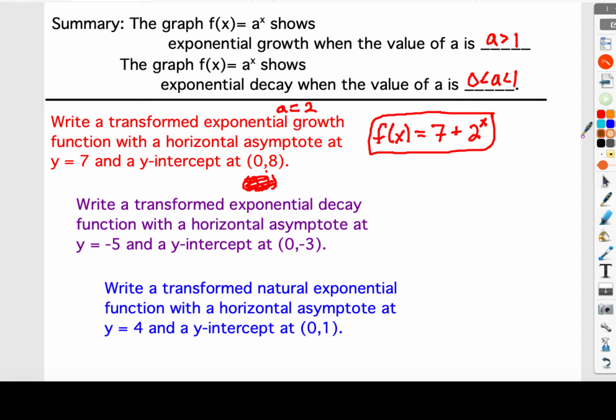What about if we wanted to transform an exponential decay function? Well, to be decay, now I need an a value that's going to be less than 1, right? So let's just call it a half. Horizontal, again, asymptote at -5. So really, if I'm going to write a function here, I'm going to go ahead and shift down 5 right away. And again, a y-intercept at -3. Well, again, it's normally at 0, 1. Right? Normally at 0, 1. But we're shifted down 5. So I should be down at -4.